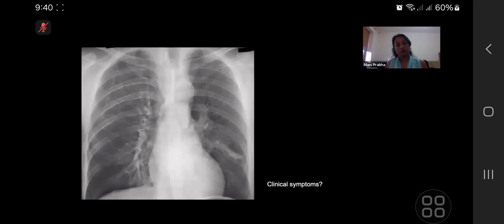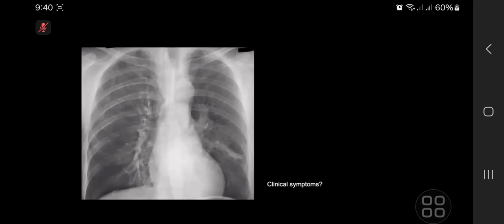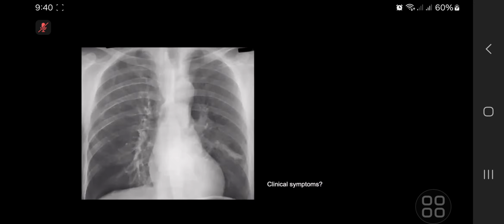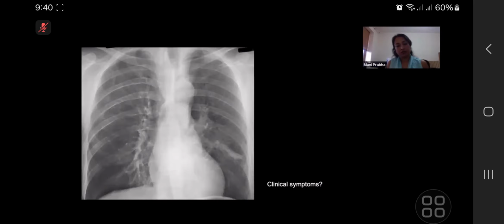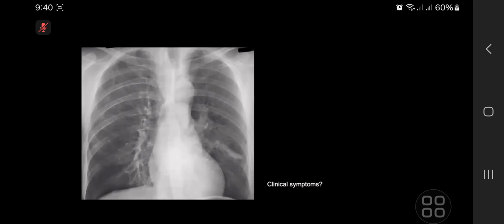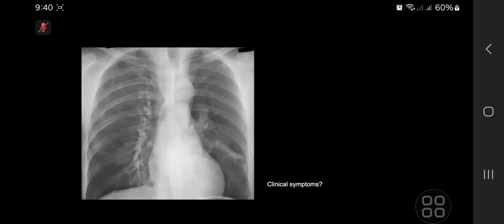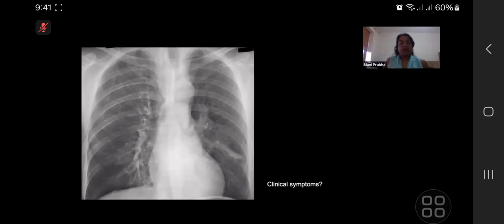Looking at the ribs, there's bilateral inferior rib notching. Spot on. I think it spares the second rib. So this would be in keeping with coarctation of the aorta. And how do these children present? I think it would be a bit too early to present with hypertension. They could present with an ejection systolic murmur. I'm not sure of any other symptoms. Yes, they usually present with hypertension.